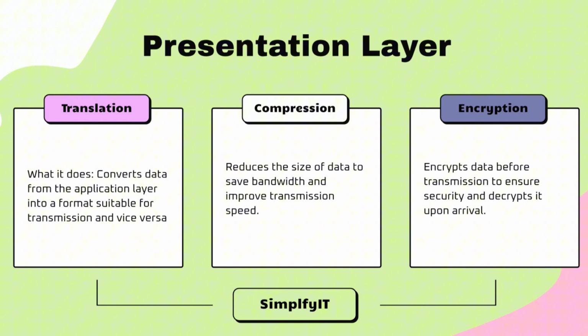Data compression. Data compression reduces the size of data to save bandwidth during transmission and improve overall speed. Example: before sending a large file, like a high-resolution image or a video, over the network, you can compress it using algorithms like zip or gzip. This reduces the file size, making the transfer faster and more efficient.